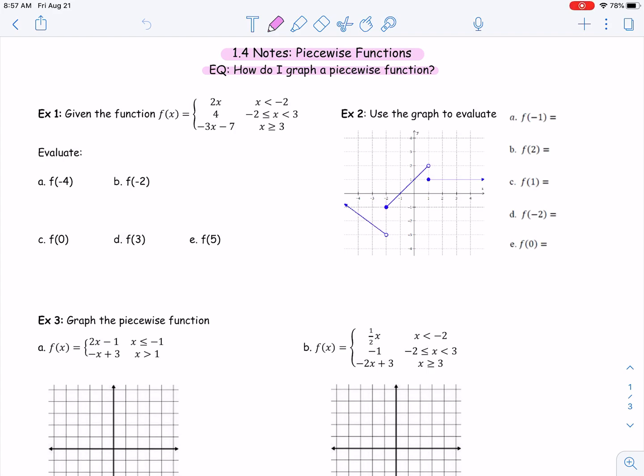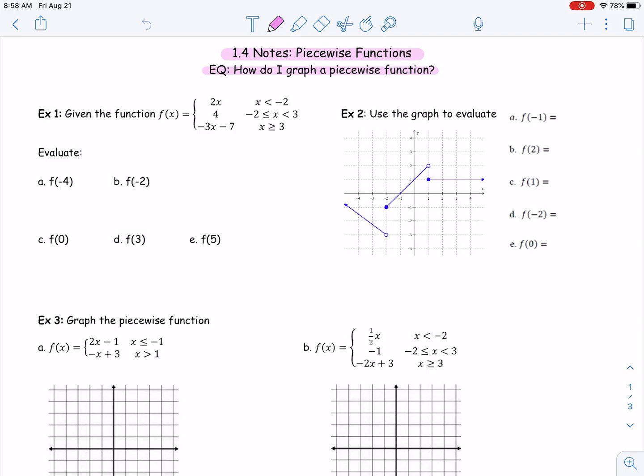We are going to talk about piecewise functions today. So this is section 1.4, and we want to know, how do we graph a piecewise function? So the first kind of question is, what is a piecewise function? The word kind of gives it away. It's different pieces of functions kind of just strung together.